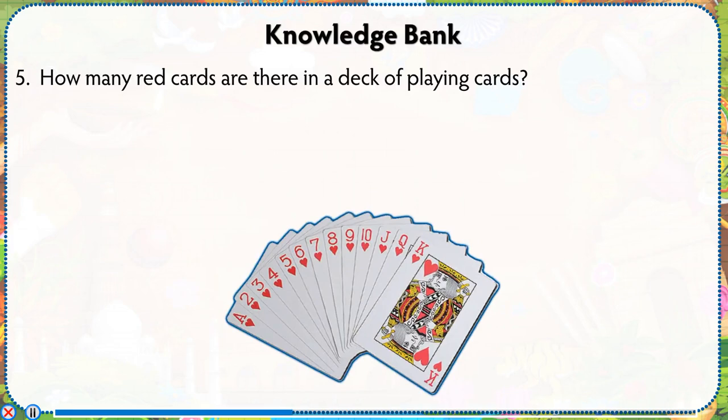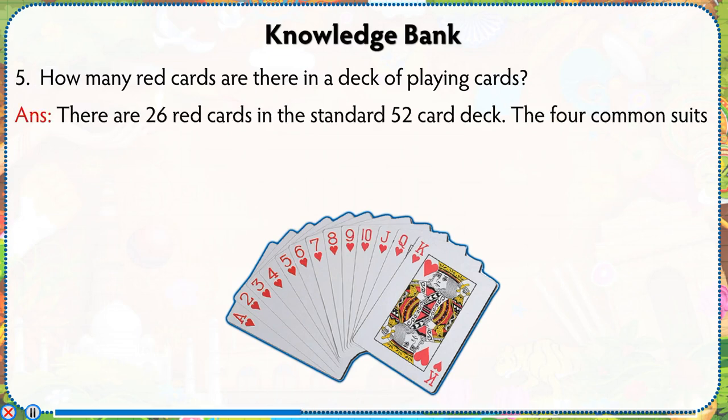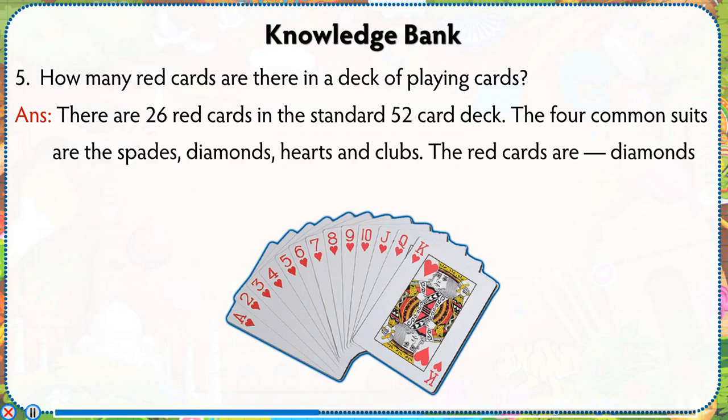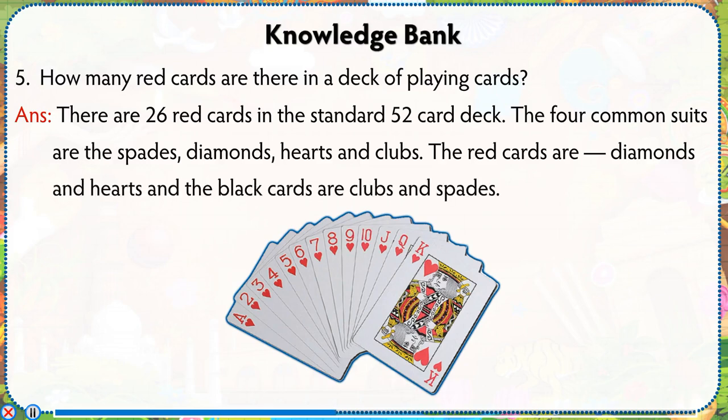Fifth, how many red cards are there in a deck of playing cards? Answer: there are 26 red cards in the standard 52 card deck. The 4 common suits are the spades, diamonds, hearts, and clubs. The red cards are diamonds and hearts, and the black cards are clubs and spades.